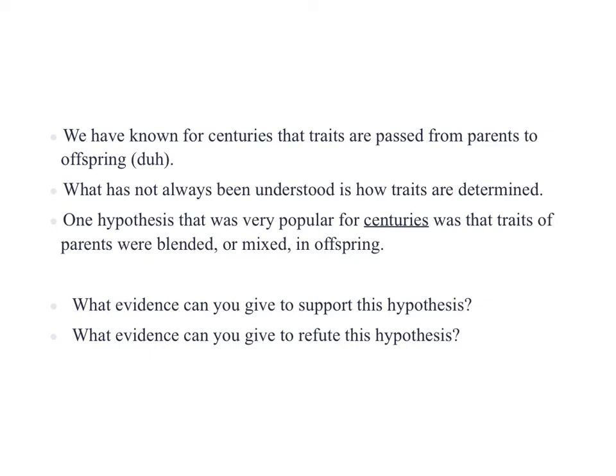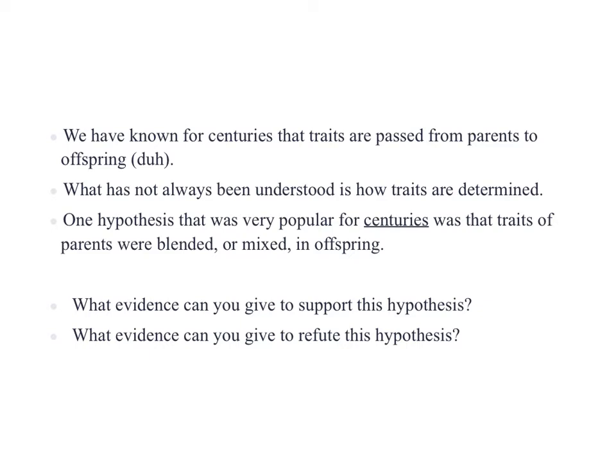All right, so hopefully you've thought of some examples that would support the hypothesis that traits from parents are blended, and hopefully you've thought of an example that would refute that hypothesis. One I can think of would be height. Let's say you have a really tall parent and a really short parent. If it was blended, you would expect the offspring to be medium height. To refute the hypothesis, let's say we had an average-size father and a short mother and a really tall offspring, taller than the father. That would refute that hypothesis.